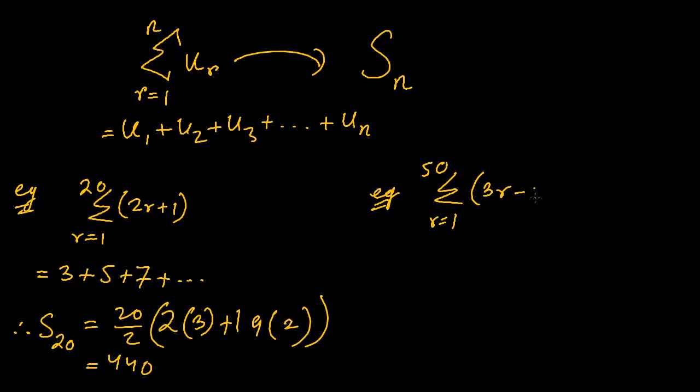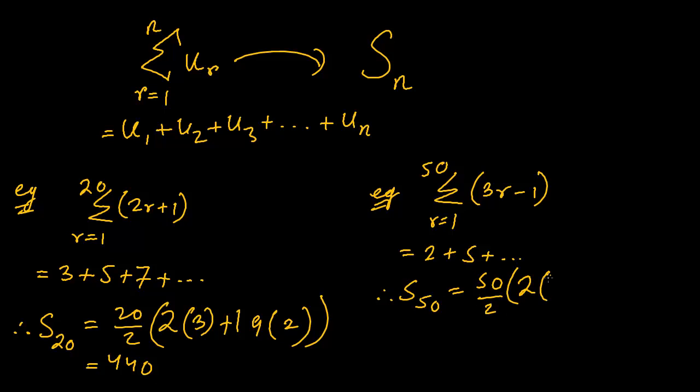If we do another example, suppose you have to find the summation of r equals 1 to 50 of 3r minus 1, that is the rth term here. So if we unpack this, the first term would be 3 ones are 3, minus 1 is 2. The second term would be 3 twos are 6, minus 1 is 5. And since this is an arithmetic series, you don't have to worry about the third or fourth or fifth term. These two terms are enough to find the first term and common difference. So the sum of the first 50 terms is going to be s50.